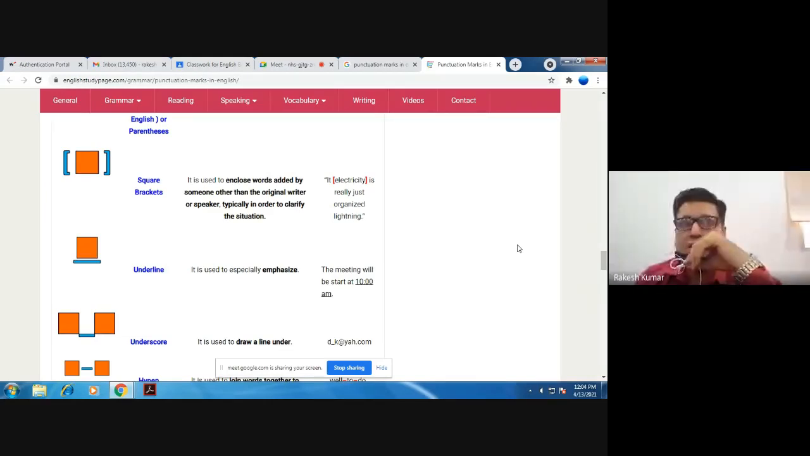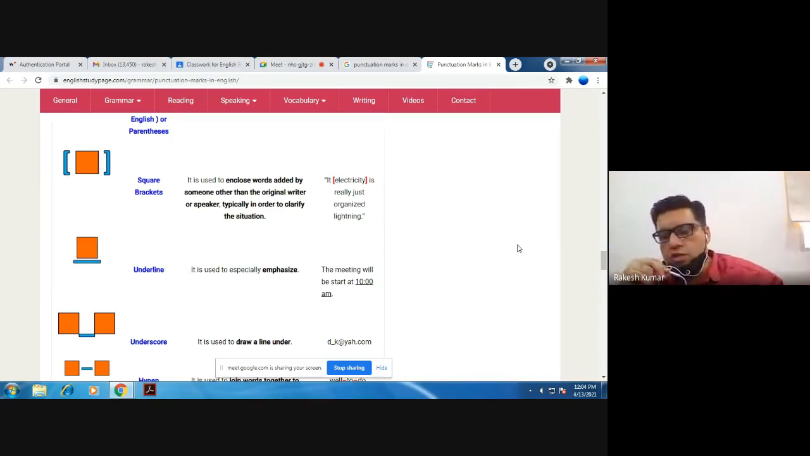Square brackets are used to include words added by someone other than the speaker, typically in order to clarify the situation. Brackets have differences. Round brackets give additional information, and square brackets talk about the original. For example: Electricity is really just organized lightning. When you quote this and put the square bracket, it means it's not your original thought. It is someone else's thought.